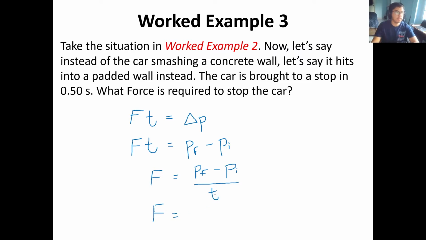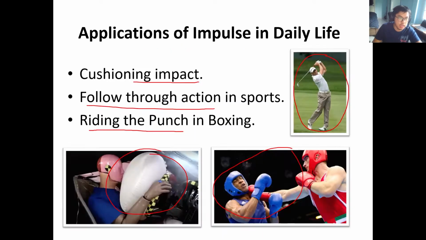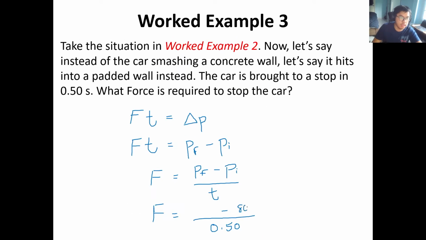Now let's put in some values. The value for time in this case is 0.50. The initial momentum, we can get from example 2, and this is equal to 8,000 kilograms meter per second. So this is the momentum just before the car hits the wall. What's the final momentum of the car?